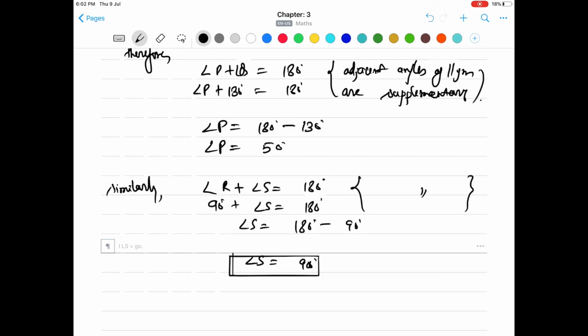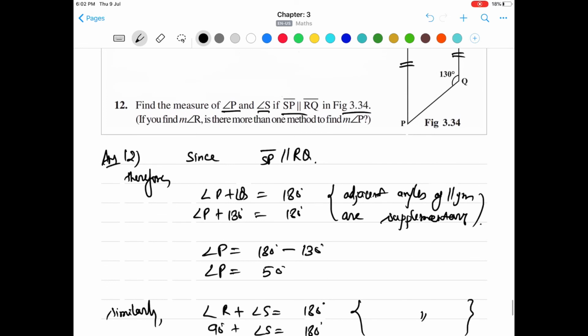So with this we have completed exercise 3.3, all the 12 questions. Okay, I hope you understood it. So what you have to do now is practice all these questions multiple times so that you can understand them better. Okay, so that's all for today's class.